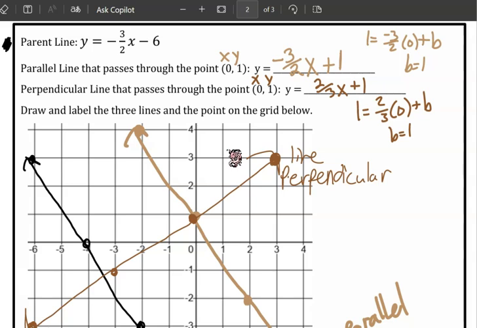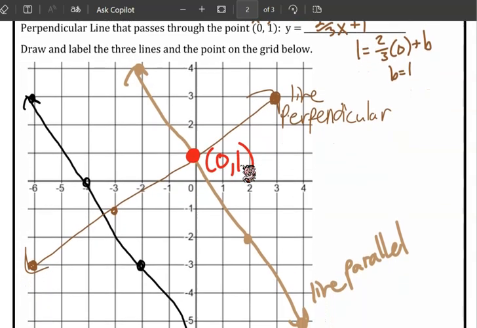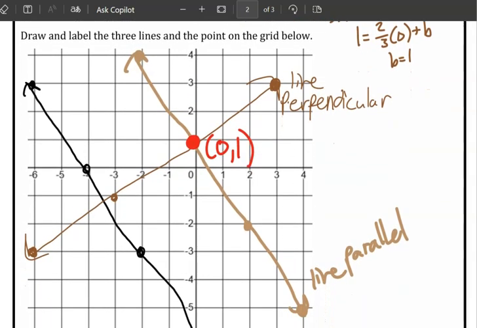And then it wants us to plot the point. It's at the point (0, 1). Since this line is perpendicular to the other 2 lines, they will form right angles for each of these.